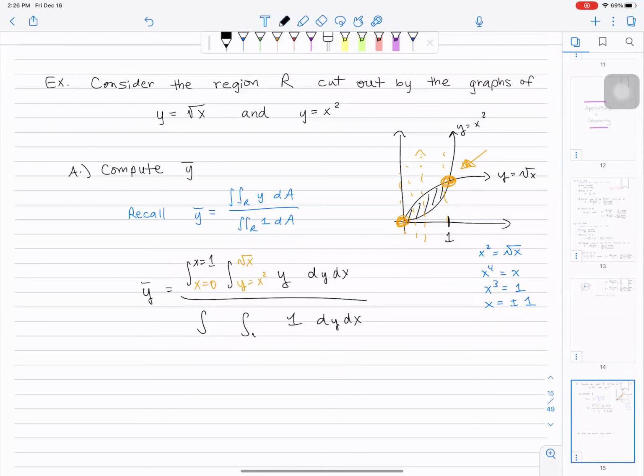Okay, and the bounds for the lower integral are exactly the same. I keep everything the same. And you can evaluate that by doing some integration. I'll tell you guys the final answer is 9/20.